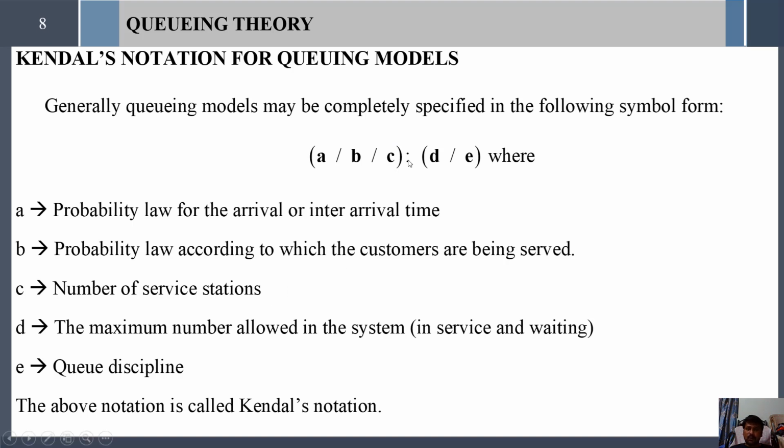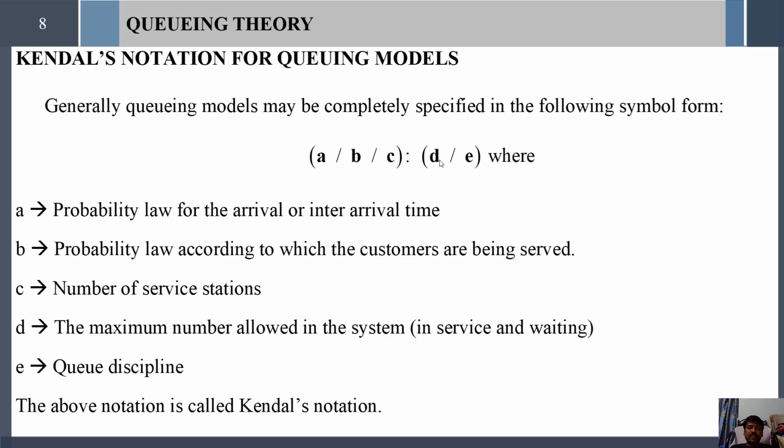And next, colon, this D/E, D defines the maximum number of persons allowed in the system, whether in service or waiting. Let us consider an ATM machine center. One person is getting money from the ATM machine, then another person should wait outside. So there the number of persons allowed in the system is restricted.